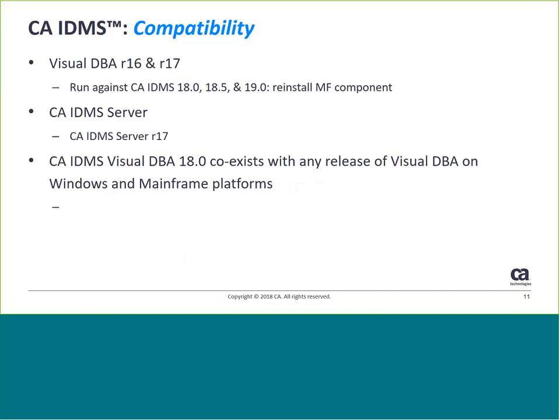There are a couple of versions of Visual DBA out there, Release 16 and our latest, Release 17. Both of them are fully compatible with all of the mainframes. You may have to reinstall your mainframe component of Visual DBA if you upgrade your mainframe release. Visual DBA is also compatible with IDMS Server Release 17, which is our latest release of that, and Visual DBA 18.0, which is the latest release of it, will coexist with any release of Visual DBA that you've got on the mainframe, so no need to reinstall anything.